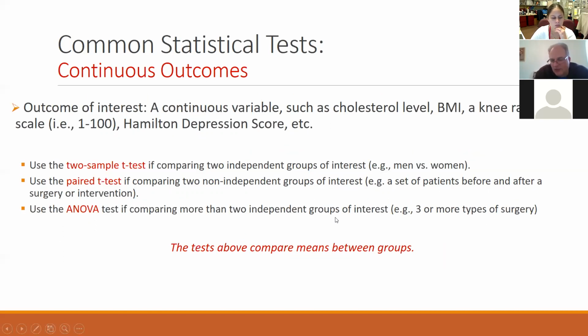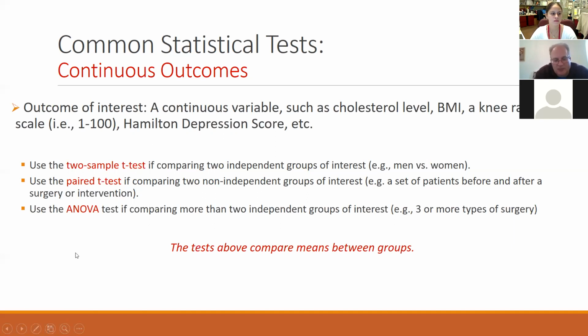So for example, maybe you're comparing three different types of surgery. And at the end of the day, you want to compare the outcome. Let's say the outcome, again, is some kind of pain score. So I want to look at the mean pain score for surgery 1 versus surgery 2 versus surgery 3. That would be an ANOVA test.